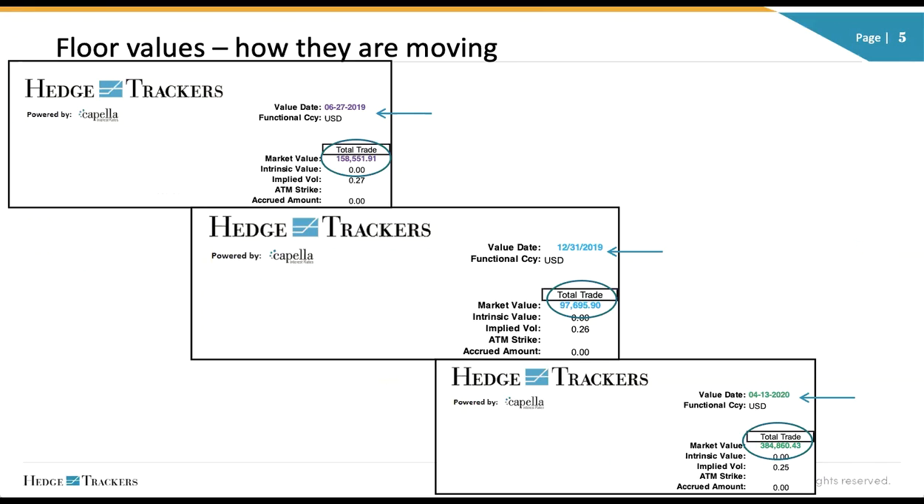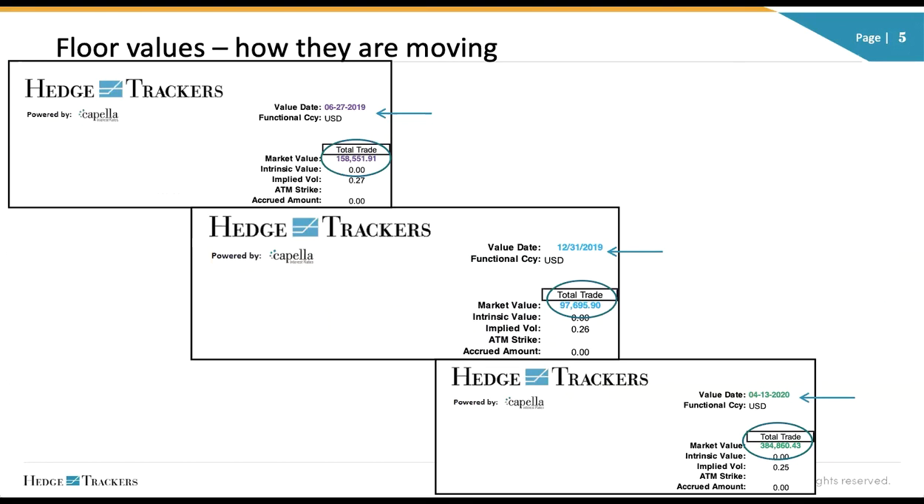So what I'm trying to show here is how dramatically floor values moved recently. So at the top is a 5-year 0% USD floor valued at inception in June of 2019. It was worth $158,000. Now that $158,000 is spread over the 5 years with most of the value in the last 2 years of the floor, when there's a higher chance that rates will actually dip below 0, and there's more time for it to do that.